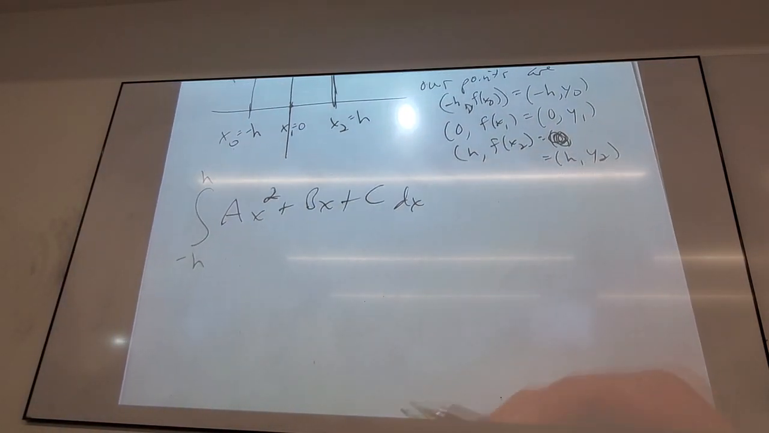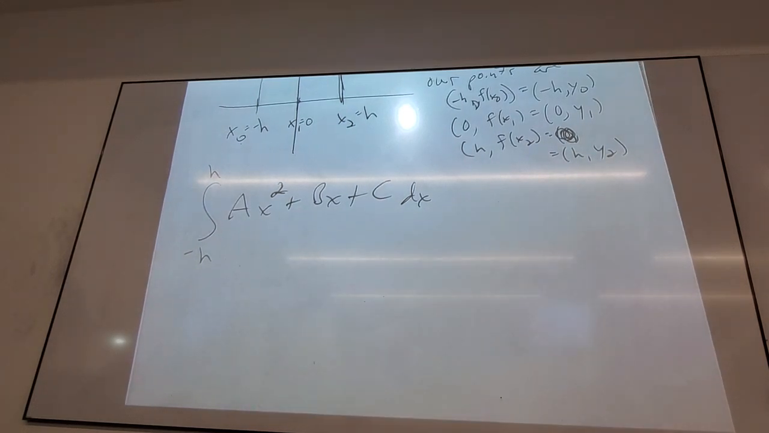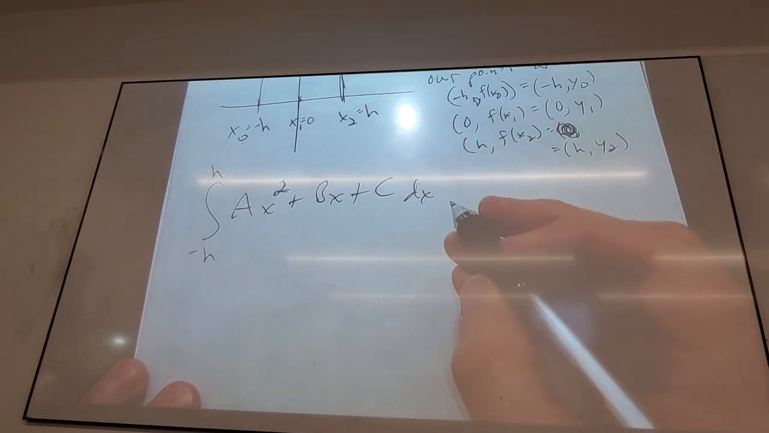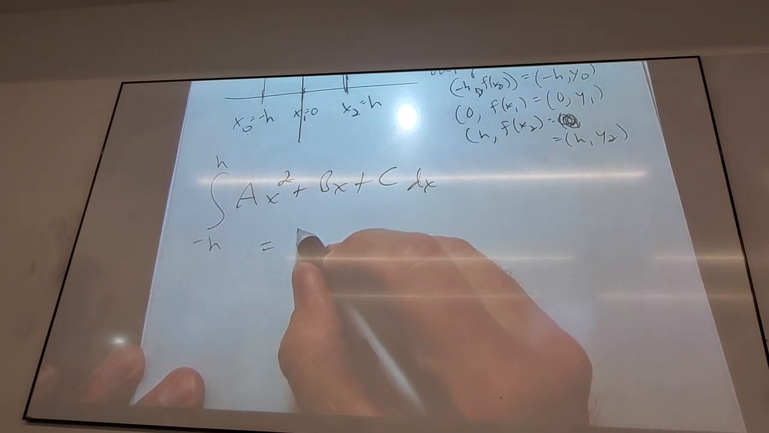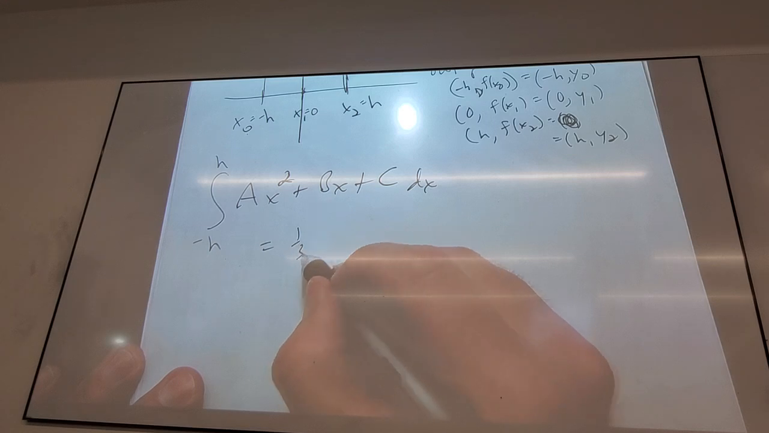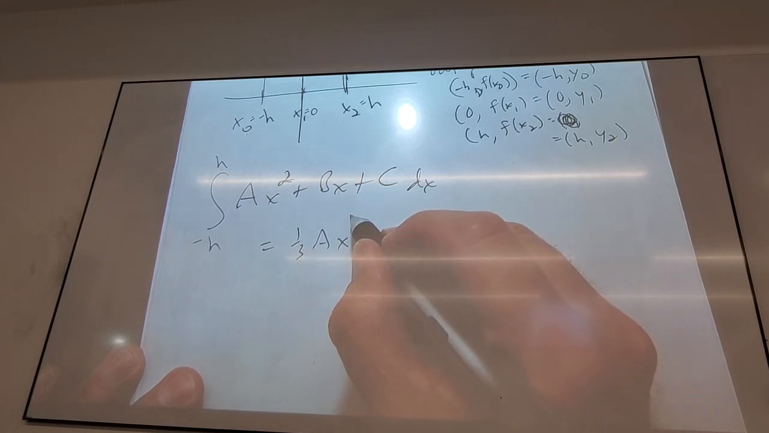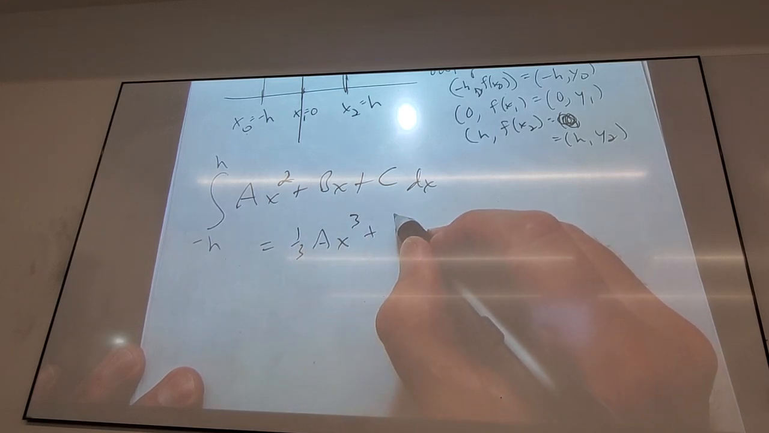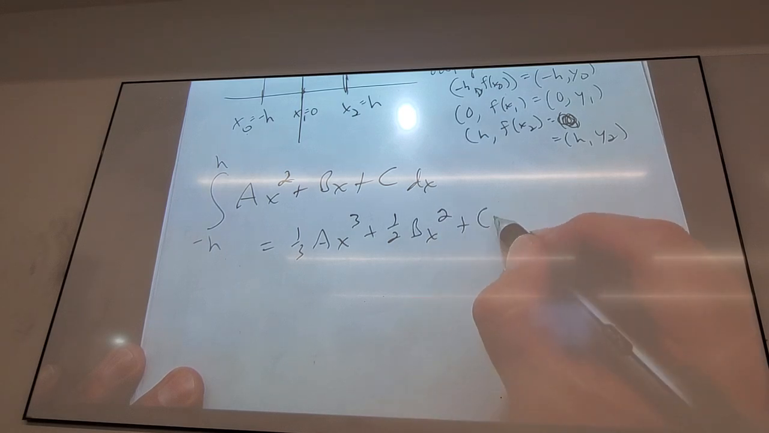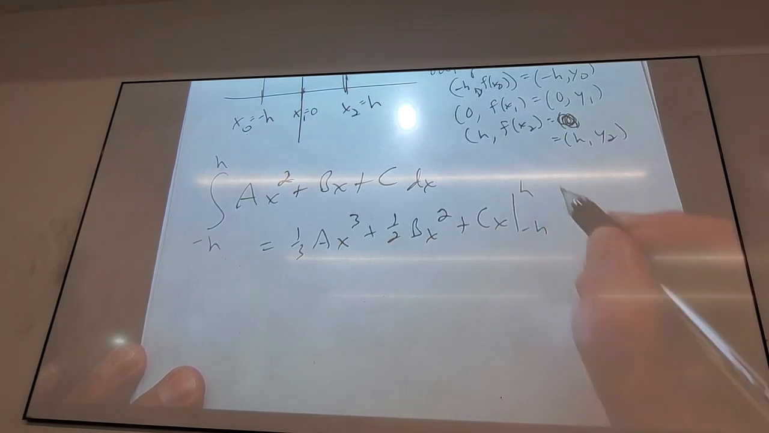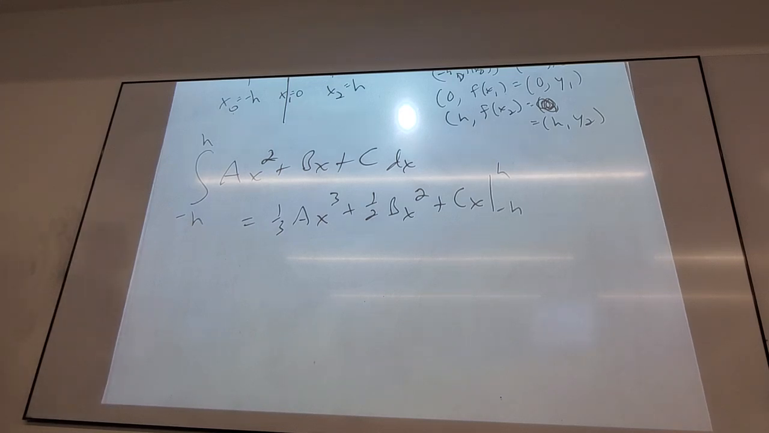Okay. Can you guys do this? I mean, it's just a polynomial. So what do you get when you integrate this? You can do it. 1/3 ax cubed plus 1/2 bx squared plus cx from negative h to h.